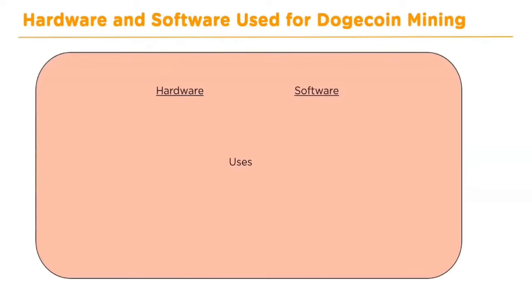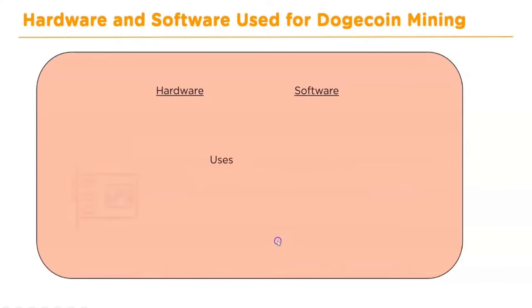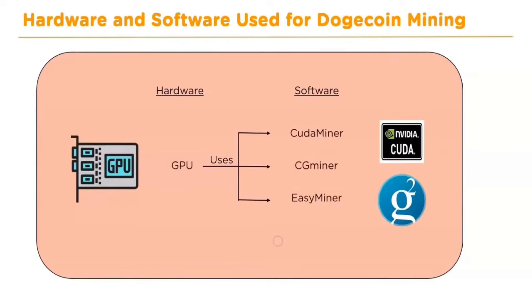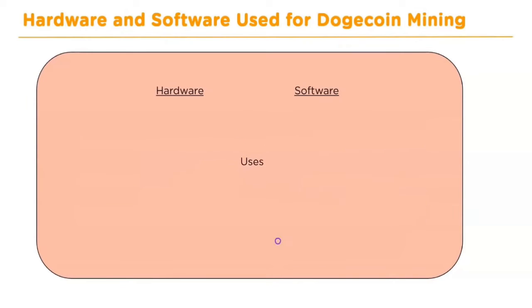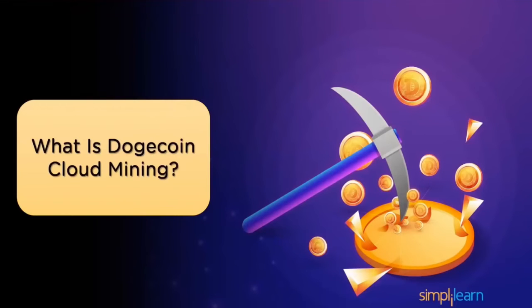If you are thinking of mining using GPU or graphics card, you can have a wide range of software. Some of the best software is CUDA Miner, which works perfectly with NVIDIA products, CG Miner, which works with most GPU hardware, and Easy Miner is considered suitable for beginners. Stripped ASIC miners are considered to be very powerful hardware, and multi-miner is excellent with this hardware.